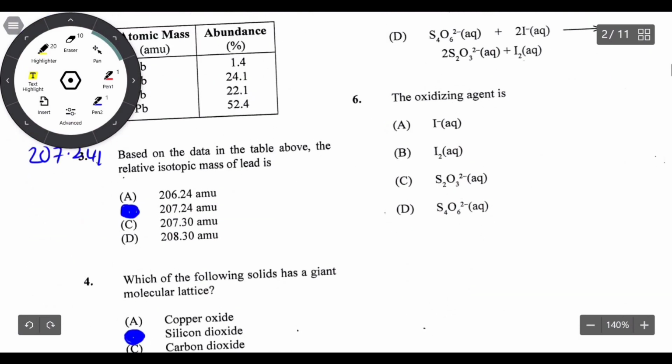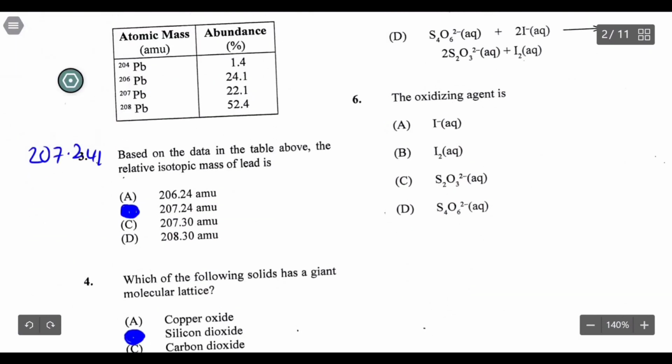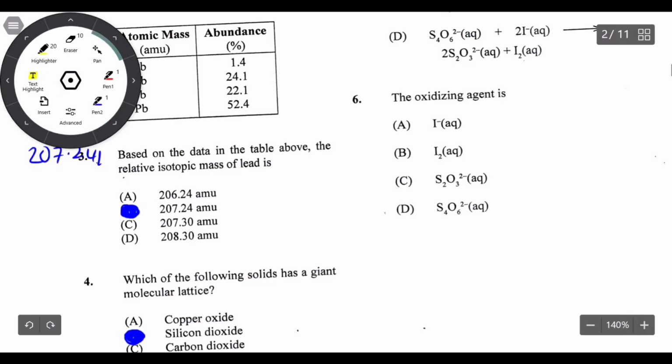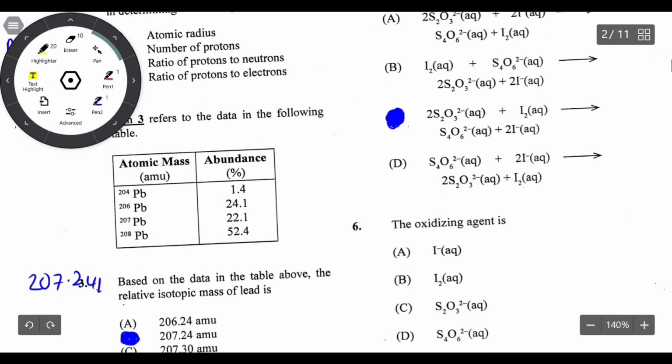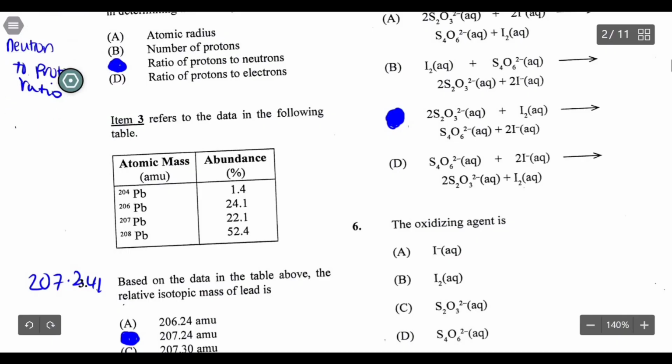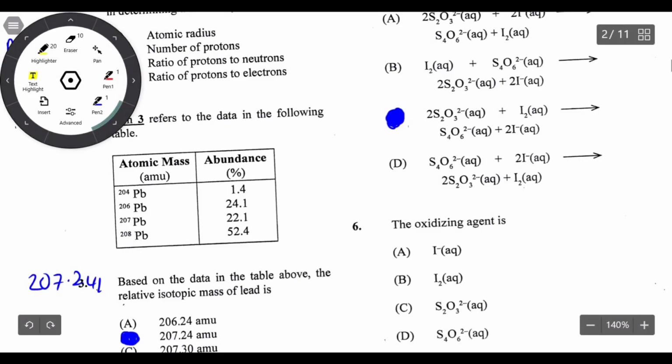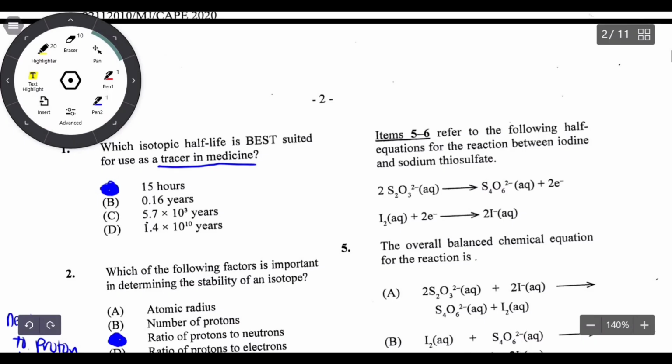Now let's move to number 6. Number 6 says the oxidizing agent is. Now in the equation, the oxidizing agent would be the reagent or the reactant that's reduced, or the agent that's reduced. So you want to look at the equations and see which one is reduced.